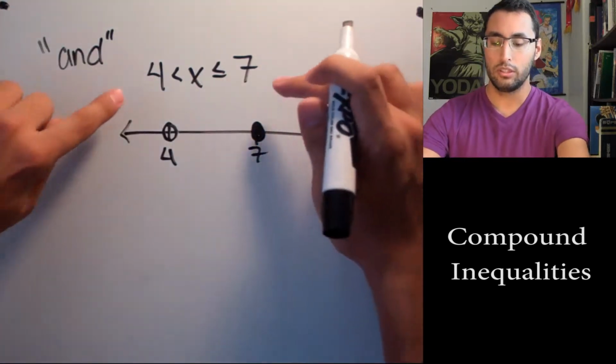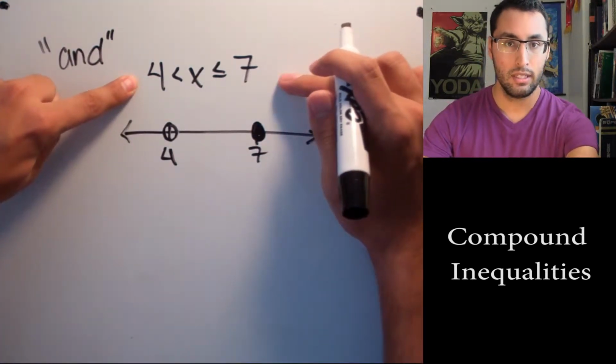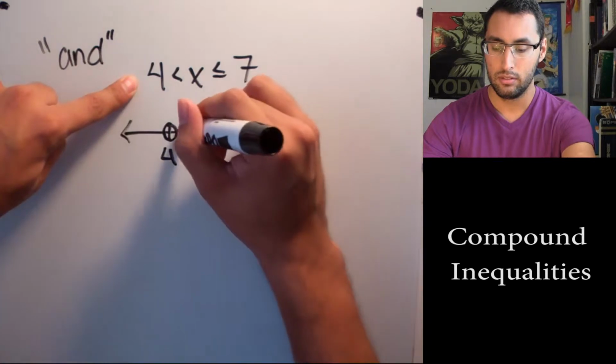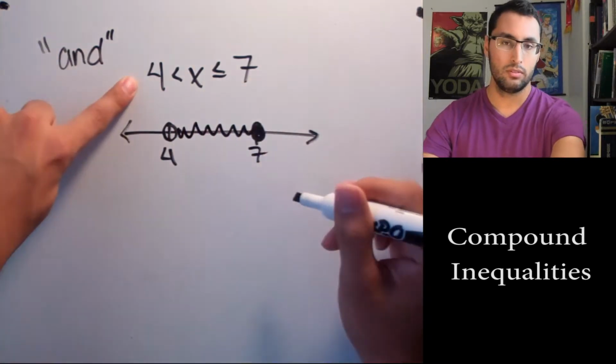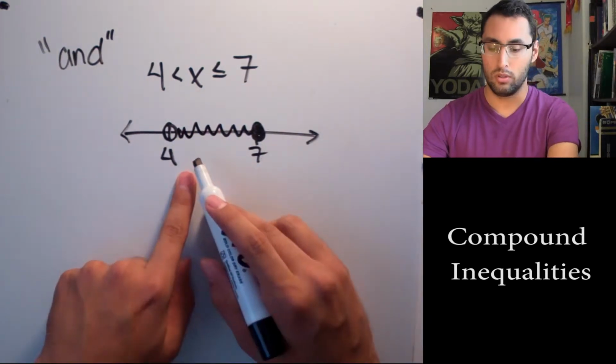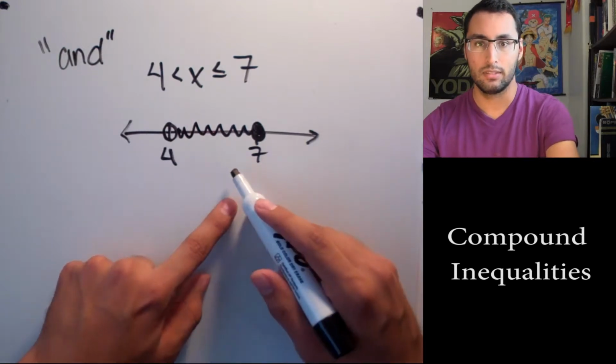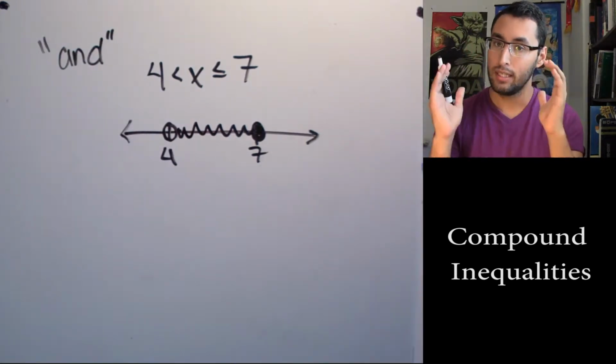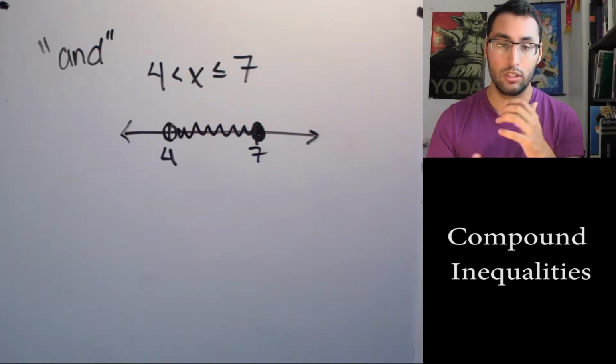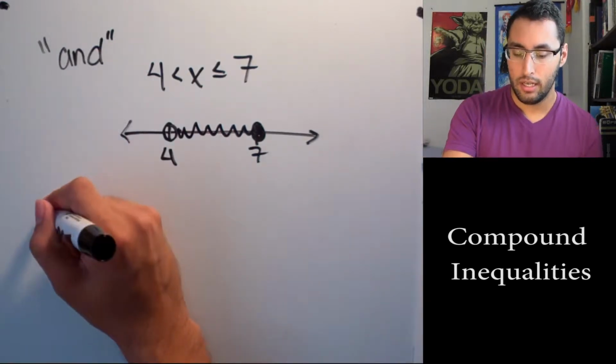And just know, when the structure of the problem looks like this, it's always going to be shaded in between. So numbers that are in here are 4, 5, 6, and 7. So for and, it's always shaded in between. It's always going to look like that. Alright, and for the word or.